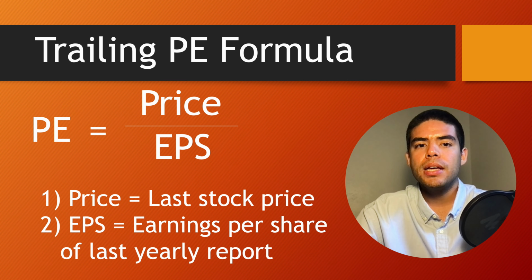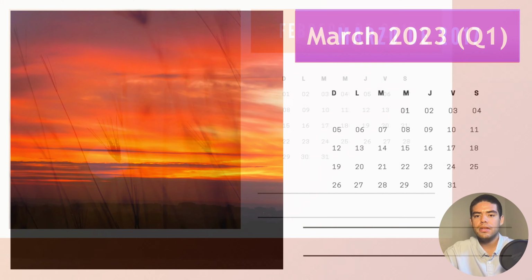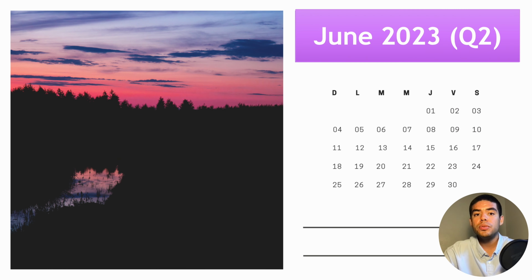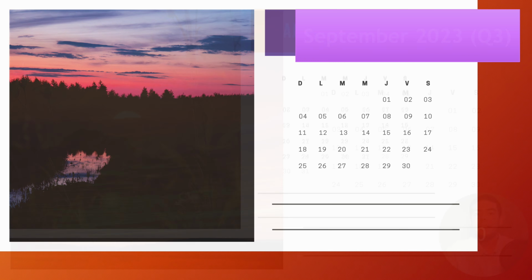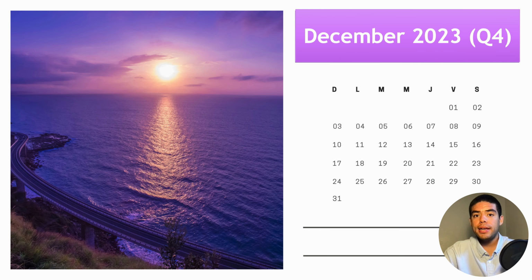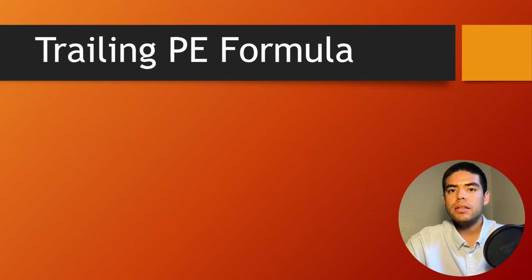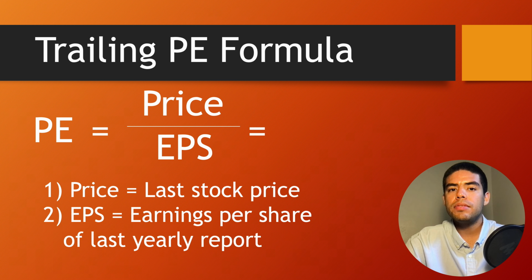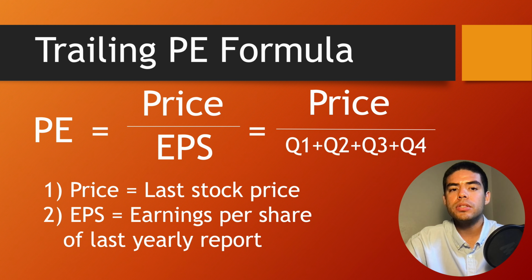To put this into perspective, the following quarterly dates and years would be applicable for this month. We have March 2023 for the first quarter, June 2023 for the second quarter, September 2023 for the third quarter, and December 2023 for the fourth and last quarter. So the trailing PE can also be depicted as the sum of Q1 through Q4 EPS ratios for the most recent full yearly data, which in this case would be 2023 data.